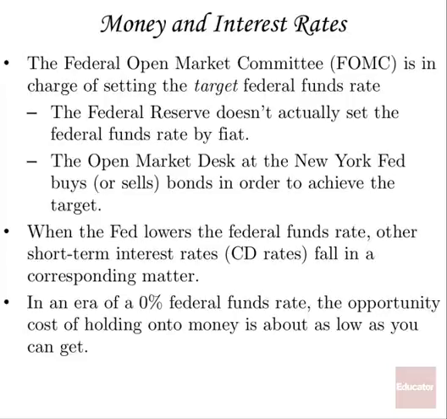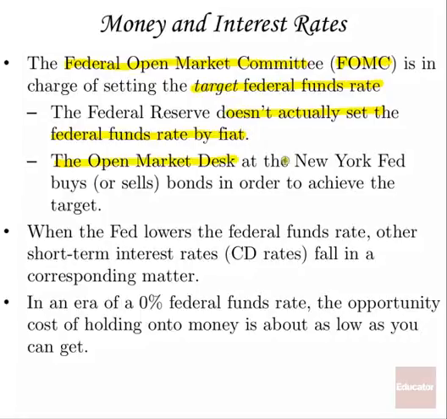Okay, so money and interest rates. Let's see what the relationship is here. The Federal Open Market Committee, or the FOMC, is in charge of setting the target federal funds rate. Remember, they don't actually set the federal funds rate. They either buy or sell government securities to get the federal funds rate to where their target is. The Federal Reserve doesn't set the rate by fiat. They don't just say, okay, the federal funds rate will now be 2%. There's a mechanism and process they use to ensure that target rate.